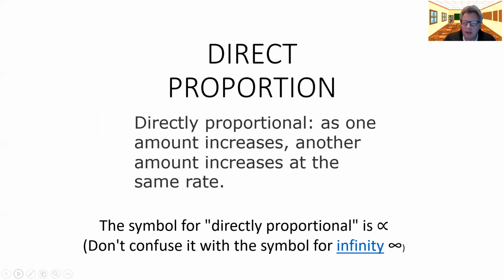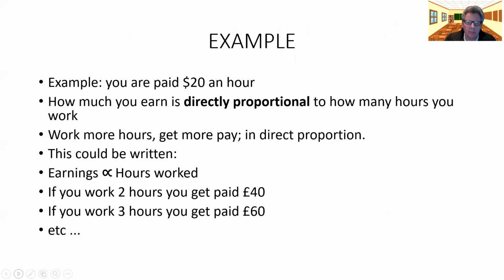This is the definition of direct proportion. So if you want to write it down, pause the video and then continue. An example. If you're paid £20 an hour, what you earn is directly proportional to how many hours you work. So if you work 2 hours, you get 40. If you work 3 hours, you get 60, etc.